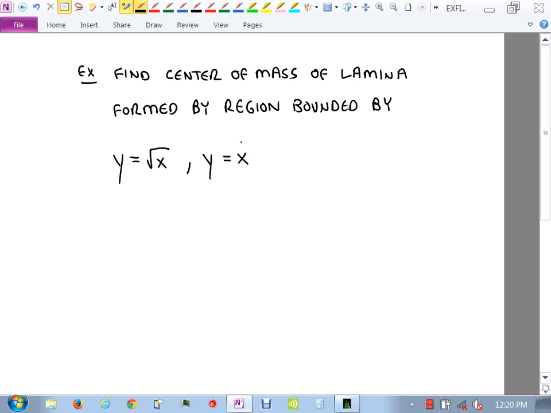I don't want to do the example in the book. If this is the example in the book, I don't want to do it. Hold on.